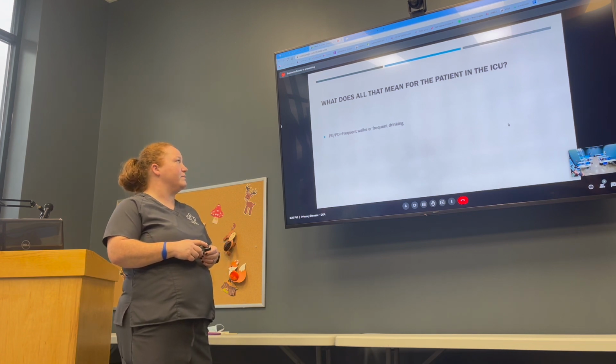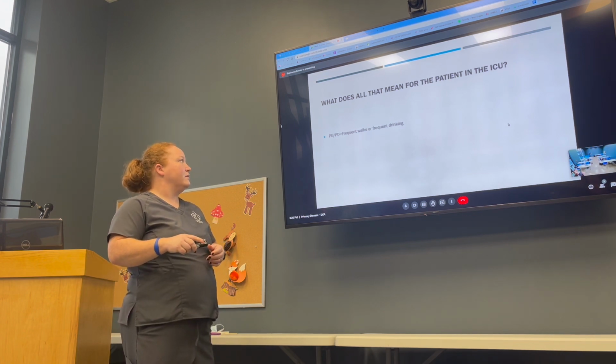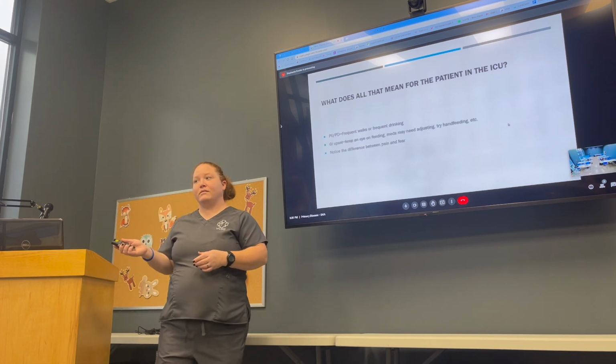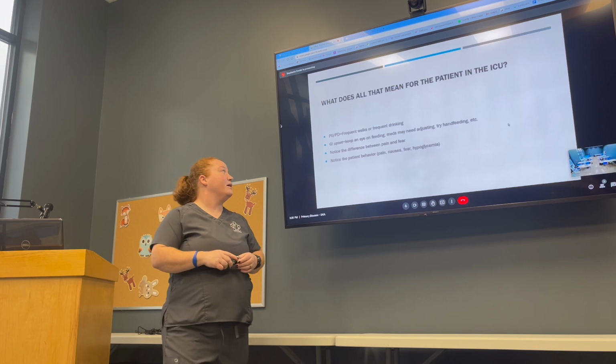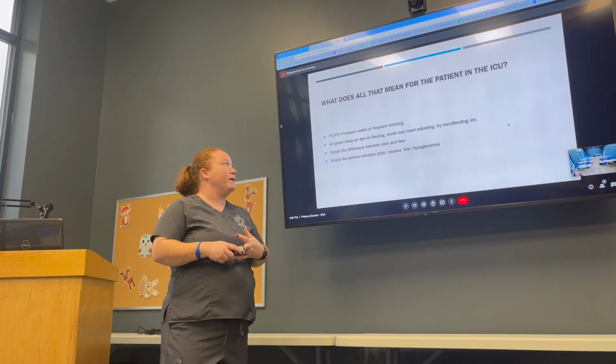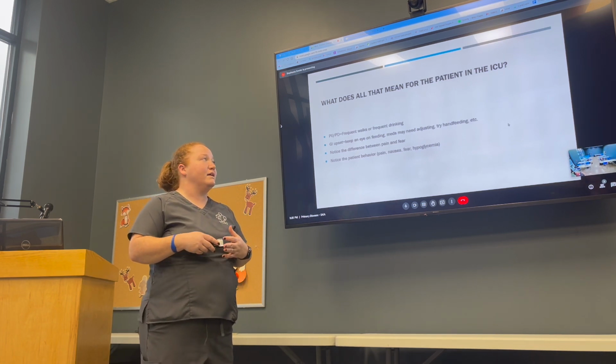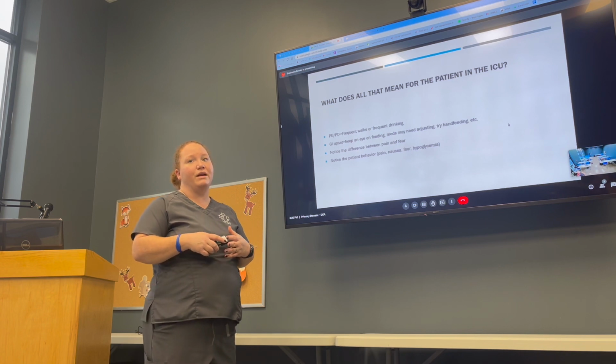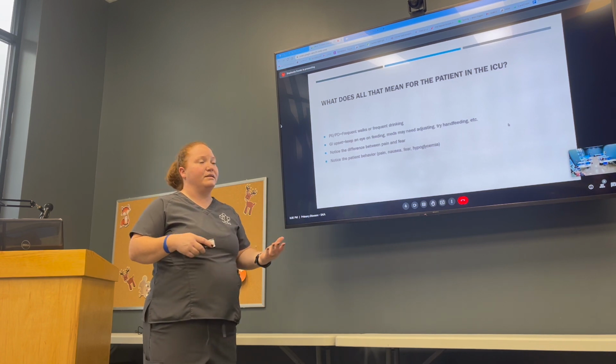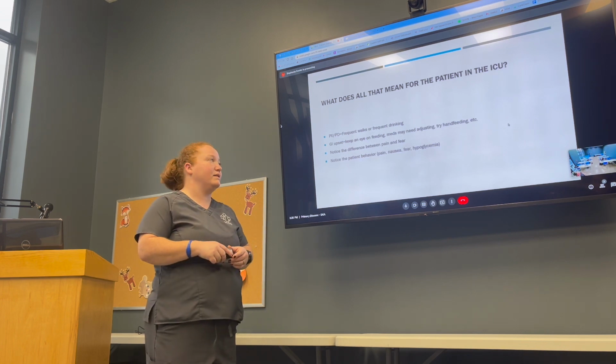Another symptom we talked about. The dog sounds like it's walking in this room. There we go. GI upset. So we want to keep an eye on the feeding. A lot of times they don't want to eat whenever they are in the ICU or in the hospital, because anorexia is one of the side effects.